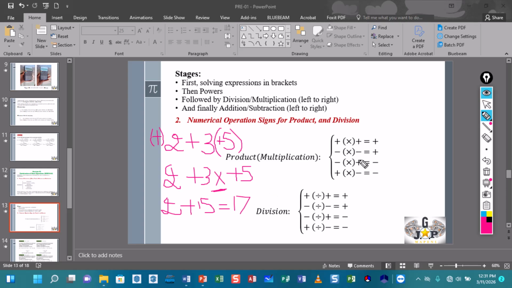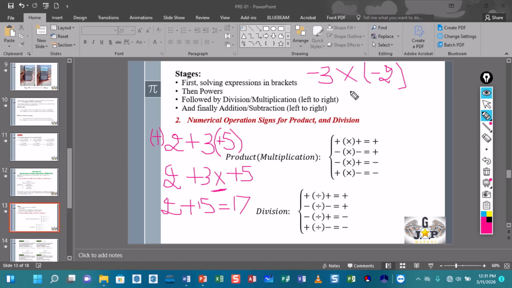Let's take the second example. Minus times minus gives me plus. So if I have minus 3 here times parenthesis minus, let's say 2, just keeping it small. They ask me to solve. The first thing I'm going to do is apply the rule of BODMAS and the rule of signs at the same time.